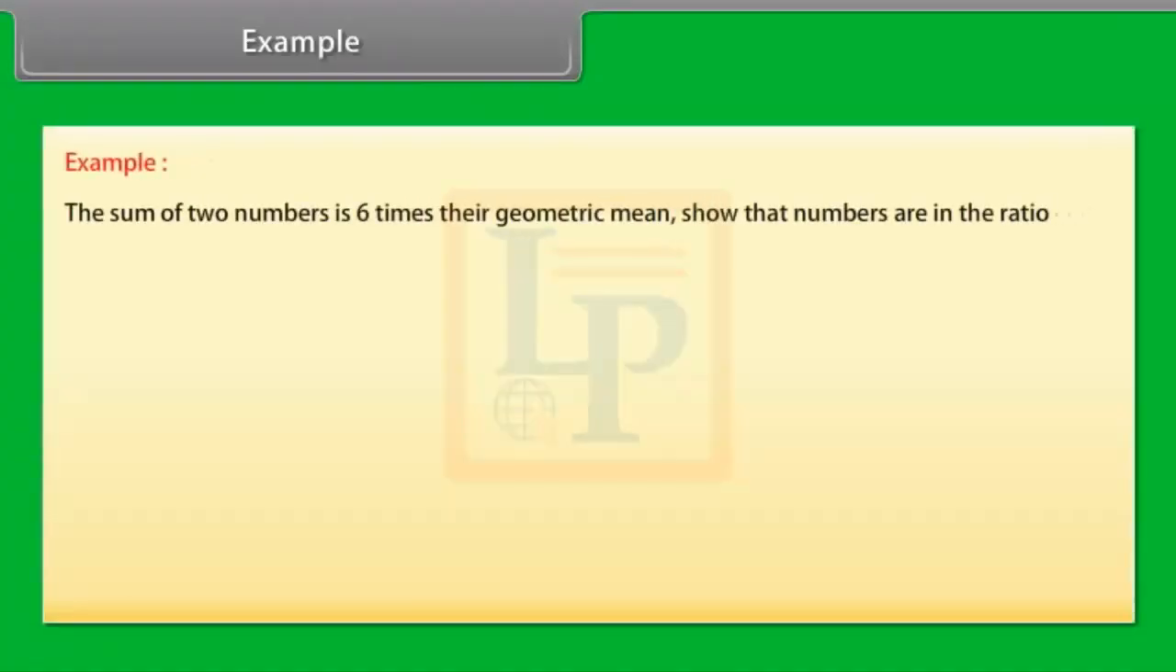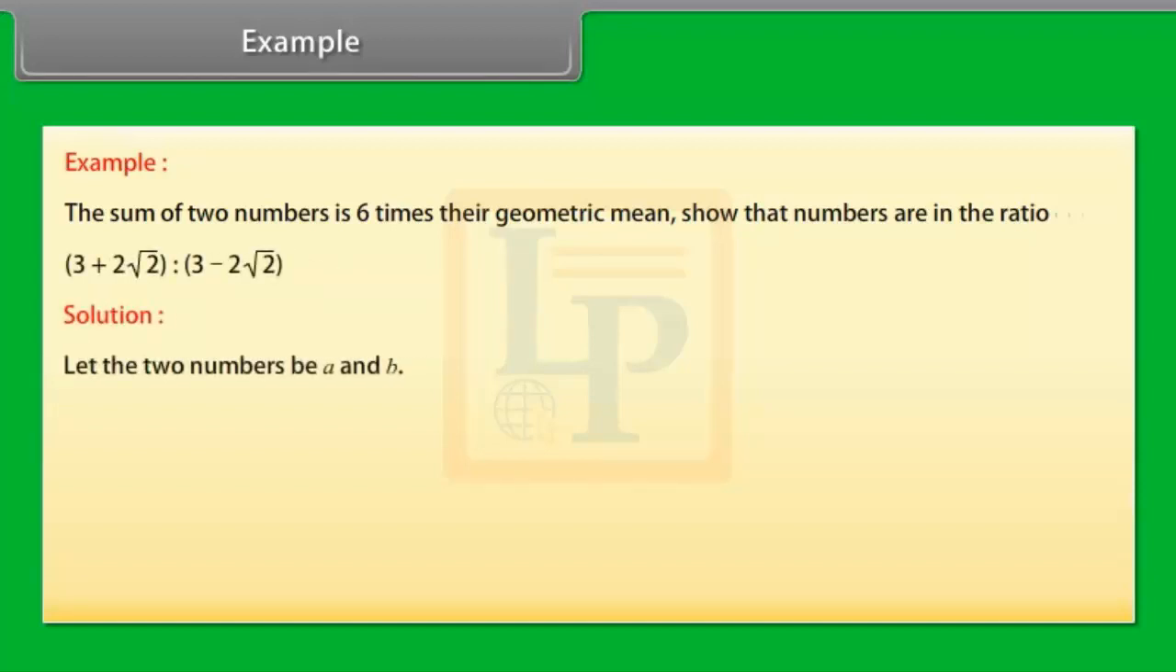Example. The sum of the two numbers is 6 times their geometric mean. Show that the numbers are in the ratio. Solution. Let the two numbers be A and B. According to the given condition, A plus B is equal to 6 into square root of AB. Let it be equation 1.